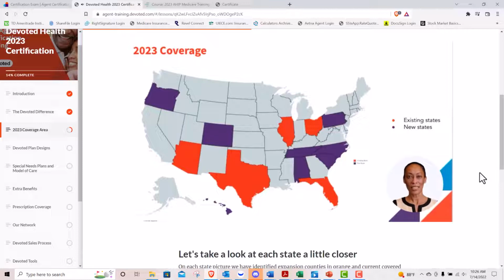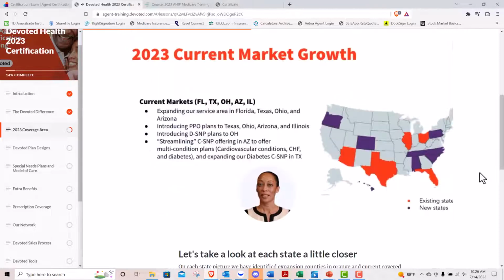In our new states, we will be offering HMO and PPO plans. The portfolio will vary by market. We will also offer dual special needs plans in Alabama and Colorado and a diabetic chronic special needs plan in Tennessee. In our current markets, we are growing as well.